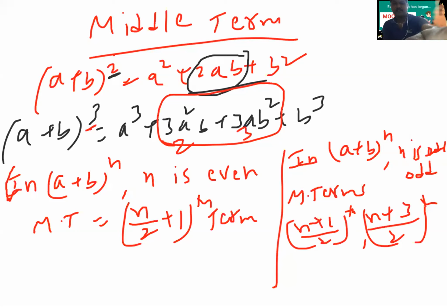If n is even, we have only one middle term. If n is odd, we have two middle terms. Understand? Right.